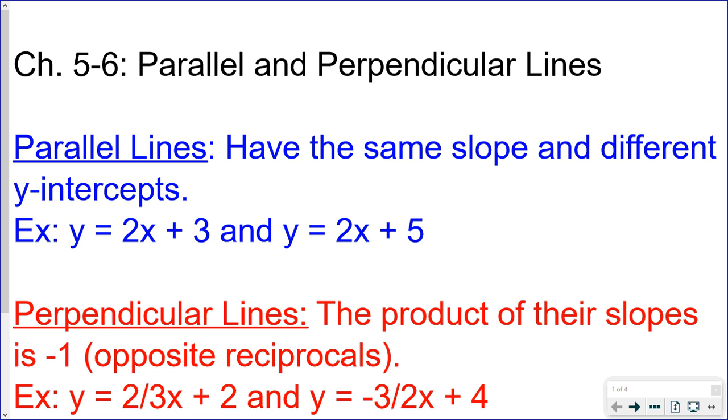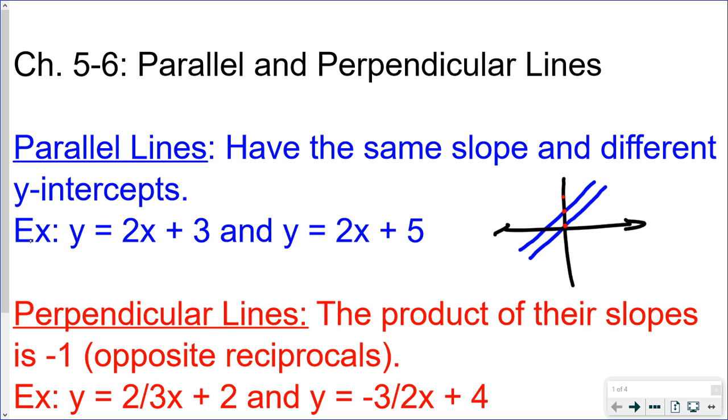So parallel, hopefully you know that parallel lines look like this. And remember that slope really is a measurement of how steep a line is. So parallel lines have the same steepness, so it makes sense that they have the same slope. But they're not going to cross the y-axis at the same point, right? So if I draw an x and a y-axis here, you can see that they cross the y-axis at different points. So they have different y-intercepts, but they have the same slope.